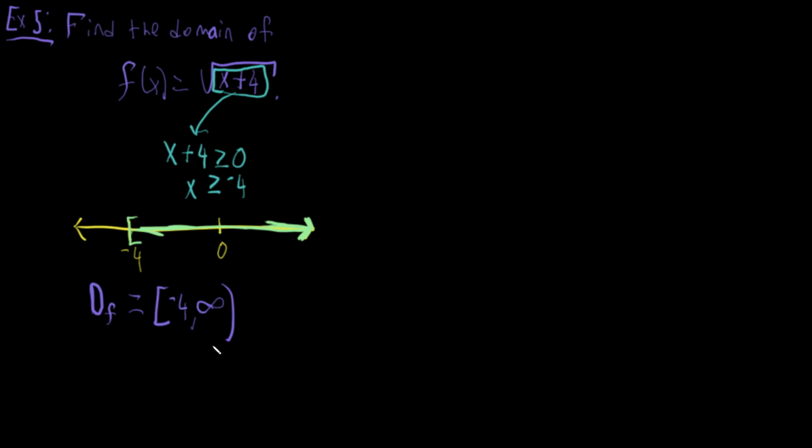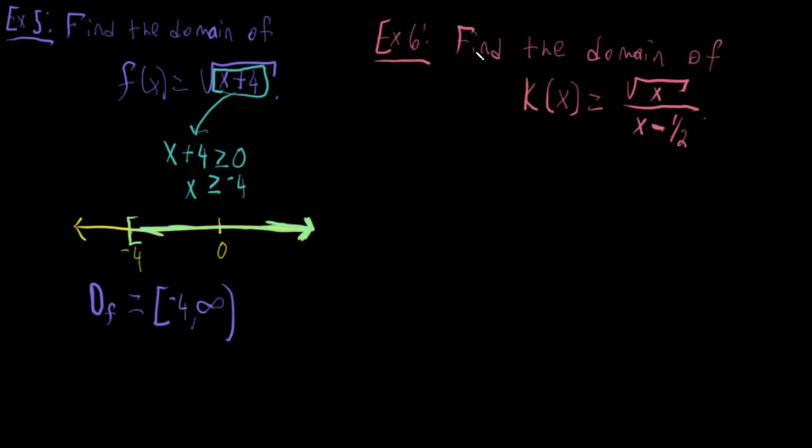All right, so we're going to do one more example because I don't want to belabor this point too much. But we're going to come over here and look at one more of these things, and then we should be good to go on this sort of stuff. So let's find the domain of k of x equals the square root of x over x minus 1/2. So you'll notice that this is super bad because we have both a square root and a division.